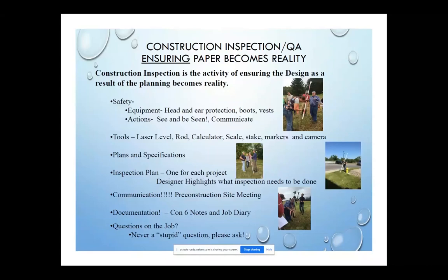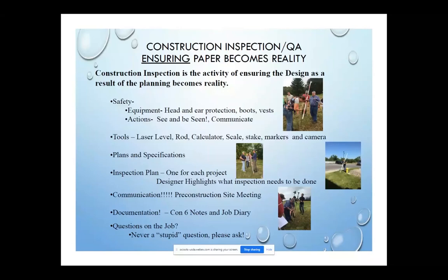Your communication with the contractor when you're on site is very important, and making sure you're making eye contact when you're around moving vehicles with the operator is very important. Once again, safety is our priority for our employees on a construction site. There are tools that you should be familiar with and use during construction, and that would include a laser level, a surveying rod, a calculator, scale, stakes, markers, and definitely a camera to take pictures of those key construction activities.